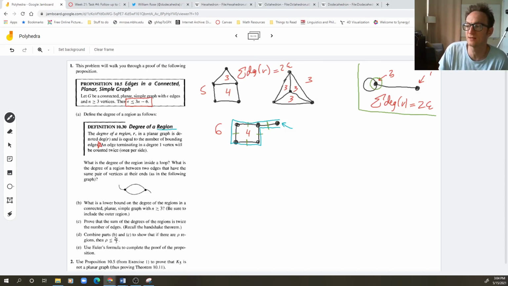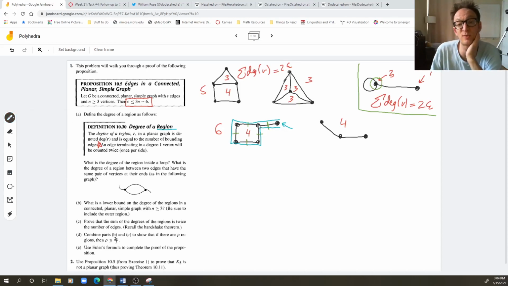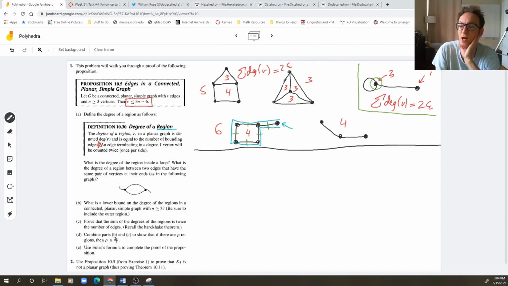But yeah, so that means that you have now maybe some strange situation. Like take this graph. This is certainly a simple planar connected graph. There's only one region, the outside region. What is its degree? And the answer is 4. The degree of this region is 4. Okay, having defined the degree of a region, something I have mentioned previously many times, but now I've given a proper definition and explained all the nuances of it.